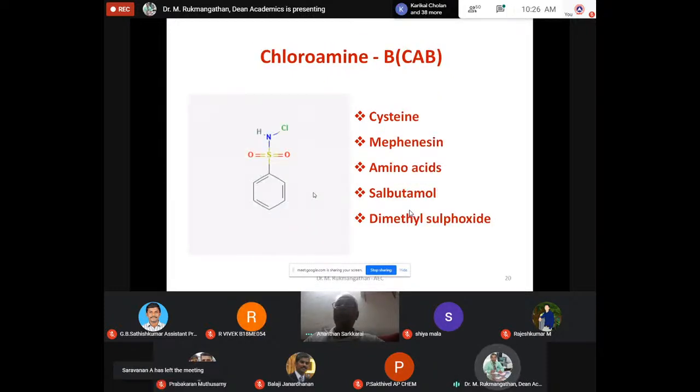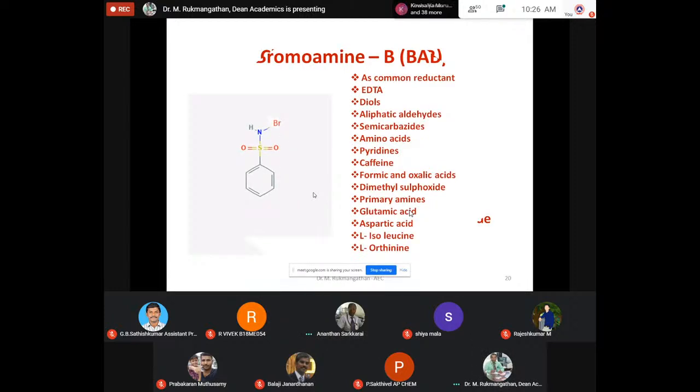The next one is chloramine. By using the chloramine oxidizing agent, cysteine, mefenamic acid, amino acids, salbutamol, and dimethyl sulfoxide have been subjected to detailed kinetic study. The next one is the bromo derivative of the previous compound, bromamine. Bromamine has also been used as an oxidizing agent for a variety of organic substrates.